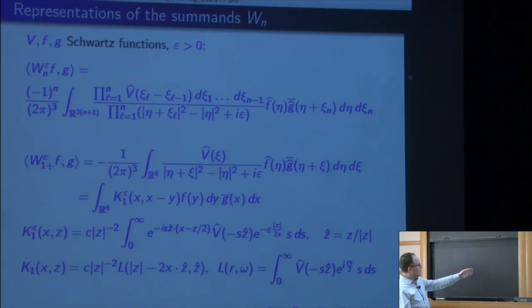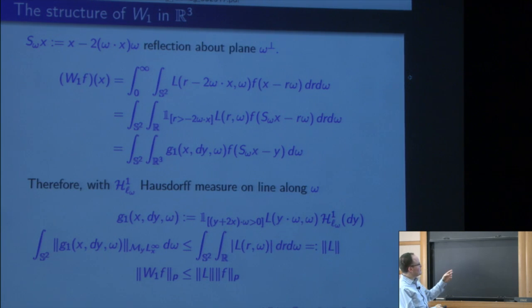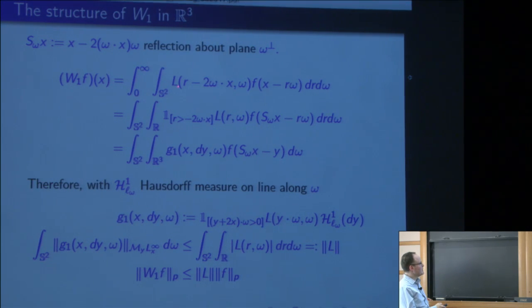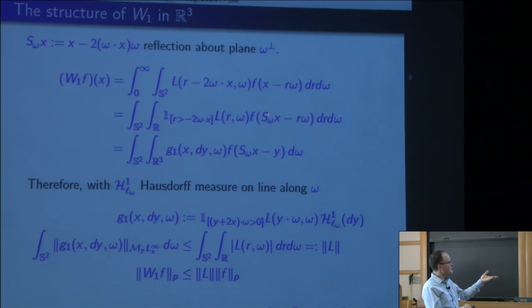And so if you just believe whatever there is to believe, you have explicit formulas, and what do we do with them? Well, then the first term in your expansion of the wave operator has this explicit form. It's this function L that we just had. And if you look at it, you see that you can bring in a reflection. You just change variables. R becomes R plus 2 omega x. You stick it in here. Lo and behold, that's the expression of a reflection on a plane. And then you have this creature, which you just call G1(x, dy, omega). 1 because that's a 1.